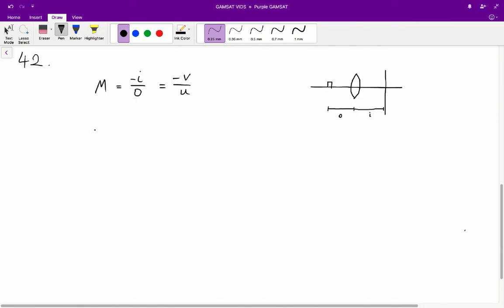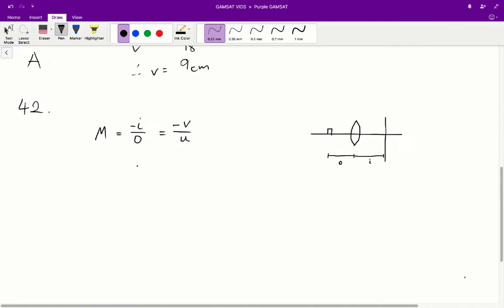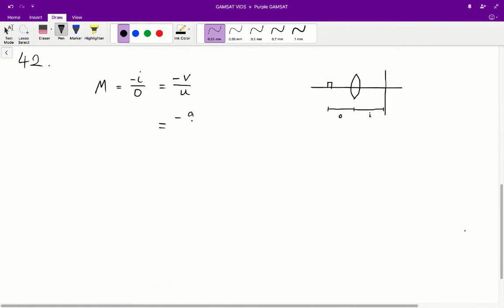Question 42. The orientation and size of the image formed on the screen relative to the coin are... To answer this question, we use the magnification formula. Magnification is equal to the distance between the lens and the screen divided by the distance between the object and the lens, and we times that by -1. So negative I on O is our usual formula, and if we convert that into the letters that we're using in the stem, we get negative V on U. We found from the previous question that V is equal to 9 centimeters, so we get negative 9, and we know that U is 18. So we get negative 1 on 2.